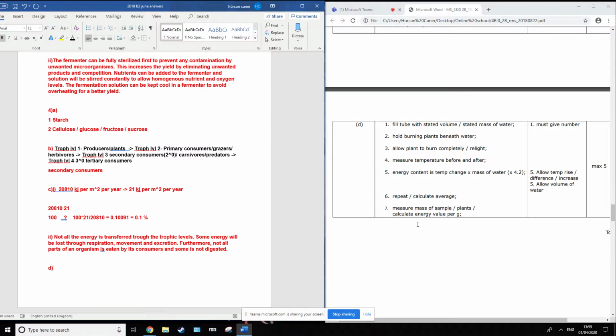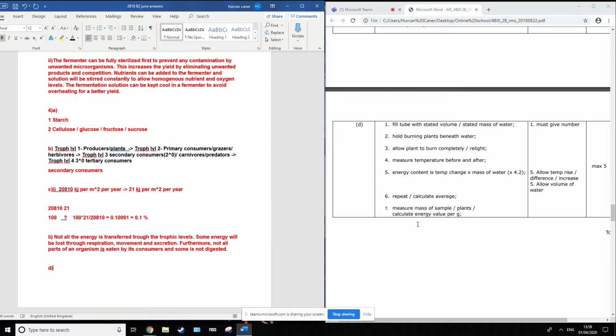So you basically keep relighting it. You relight it, you put it under the test tube, you heat the water up. If the fire goes off, you light it up again until basically there's nothing left to light up.